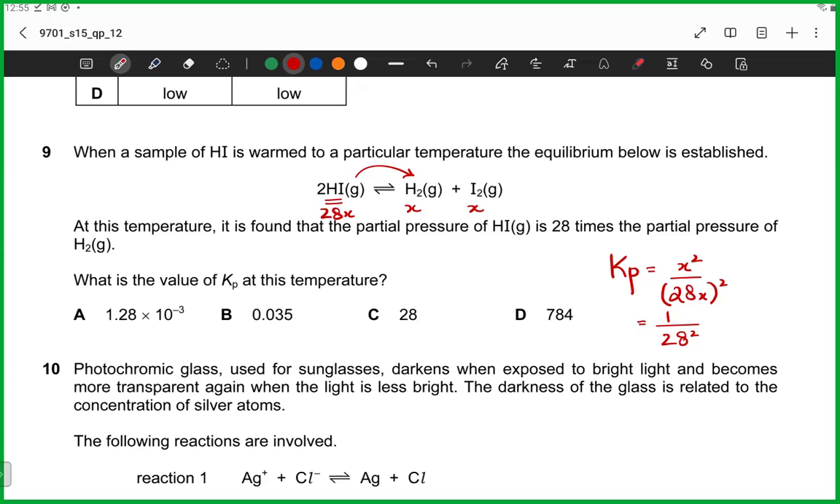So which one, B? D, 784. It's going to be a very small value. It's 1 over 28 squared. It's D, Mr. Fahad, 784, because it was 1/784. So 1 over 784 is not 784. Oh, okay.